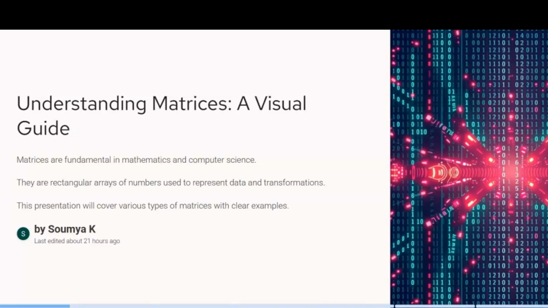Now let's start. So first one is, what is a matrix? Matrix, as we have seen before, is fundamental in mathematics and computer science, and it represents a rectangular array of numbers where you will be representing the data in the form of positive or negative integers or values.